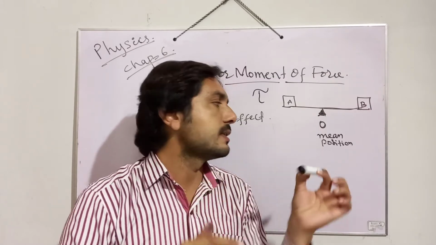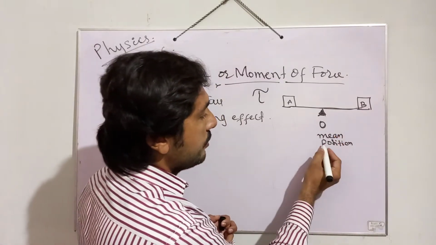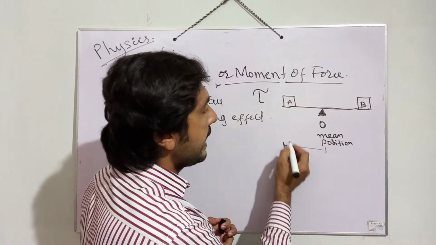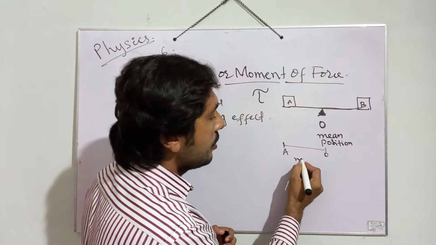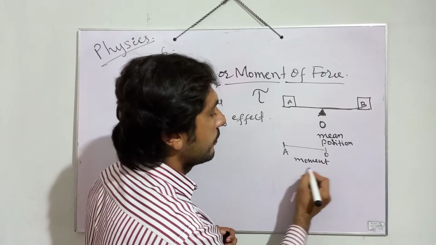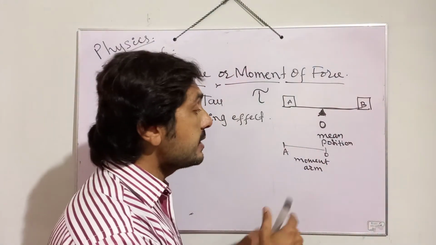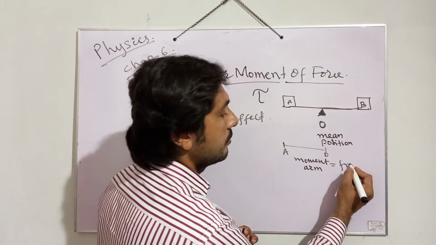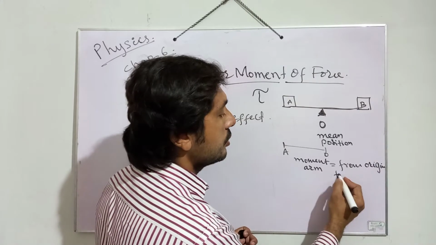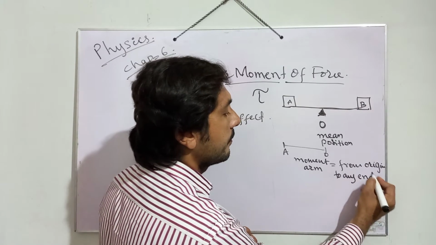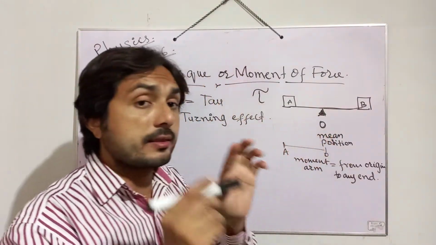Now that fixed point is known as the mean position here, in terms of the torque. And from this mean position, the distance towards the end of A, from 0 to A, is known as the moment arm. It means the moment arm is the distance from the origin to any end.